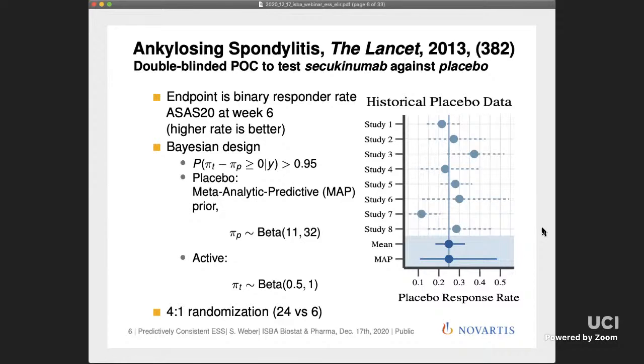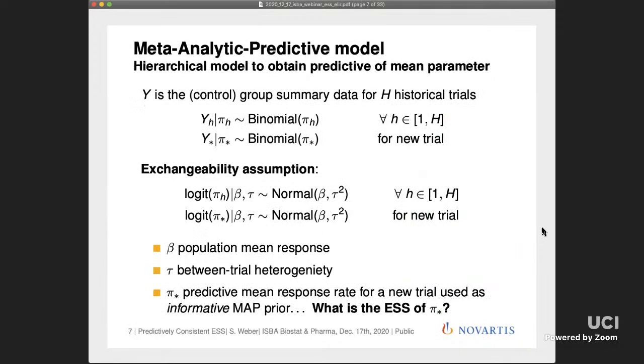Let's be a bit more specific about the meta-analytic-predictive approach. This can technically be described as a hierarchical model to obtain the predictive distribution of a mean parameter, also known as random effects meta-analysis. So let Y be the control summary data from our historical trials. Each and every historical trial gets in this model its own control parameter, pi. So we have as many control parameters as we have trials.